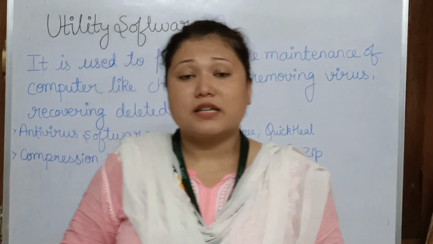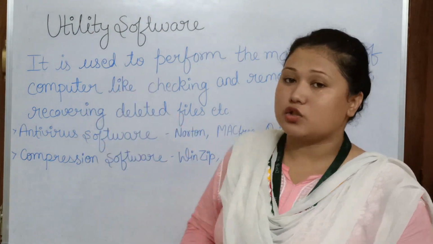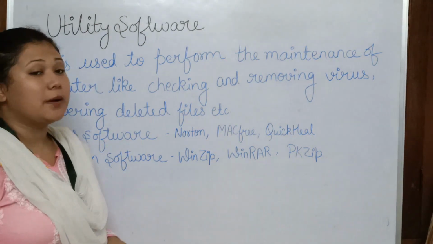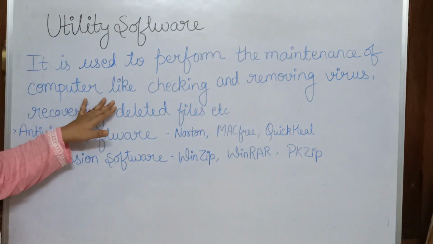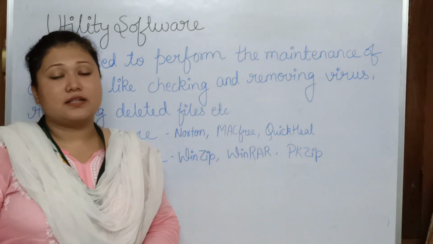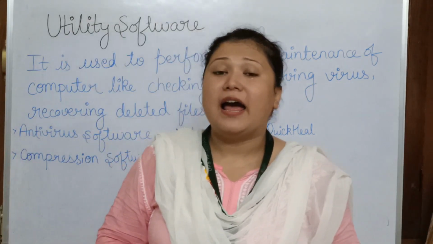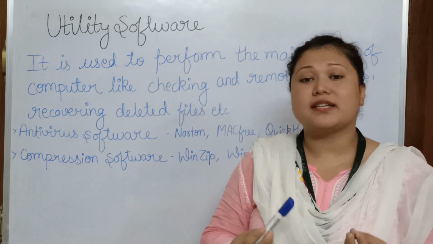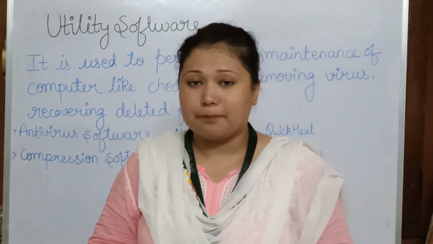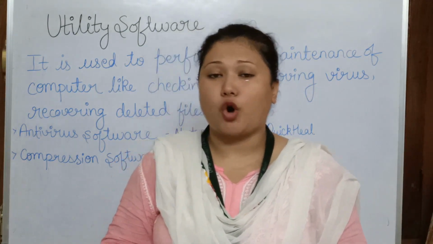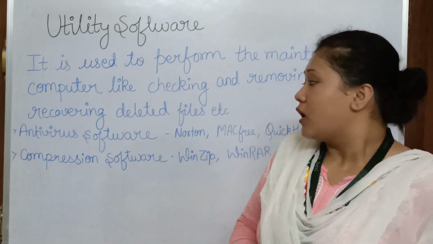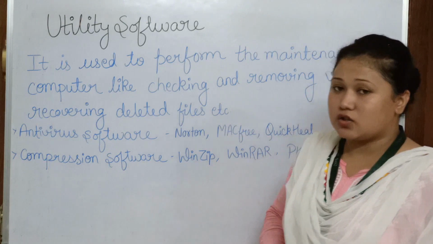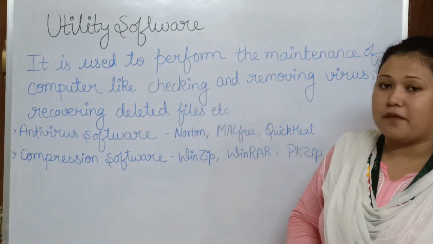Now, the last software is utility software. Utility software is used to perform the maintenance of the computer, like checking and removing viruses, recovering deleted files, etc. This is the software which helps the computer to maintain the data properly. Alright. So, examples of these software are antivirus software and compression software.